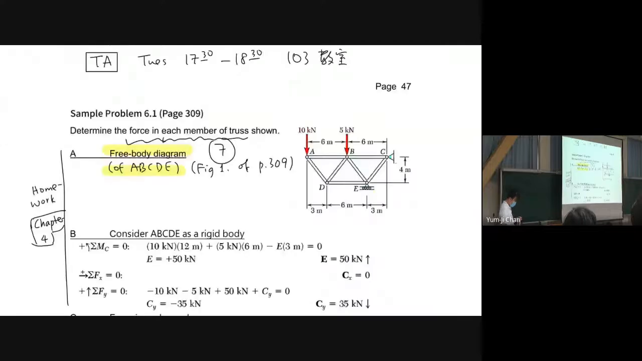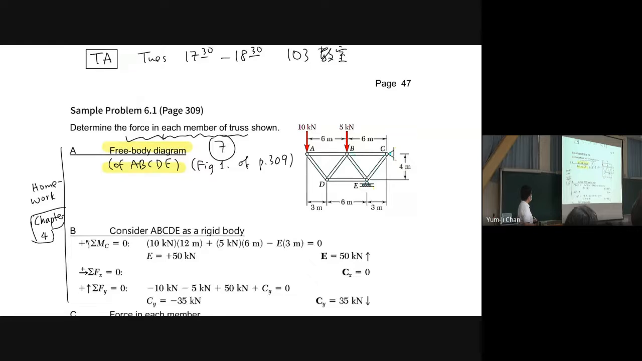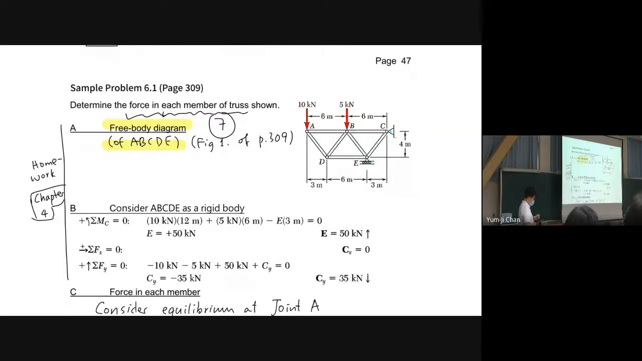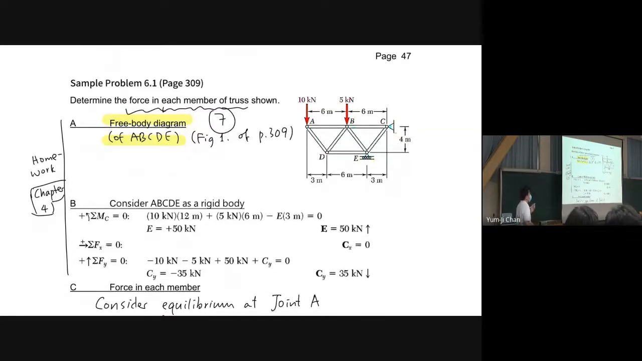Page 47 of the notes, and I think we stopped somewhere in the middle of sample problem 6.1. In sample problem 6.1, the first step is to consider A, B, C, D, E as a rigid body and determine the support forces here.